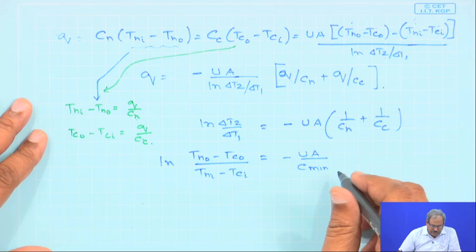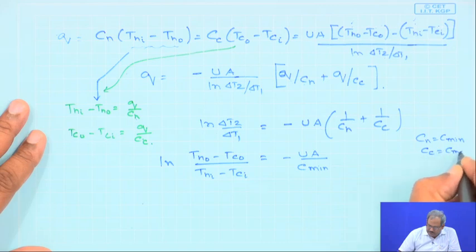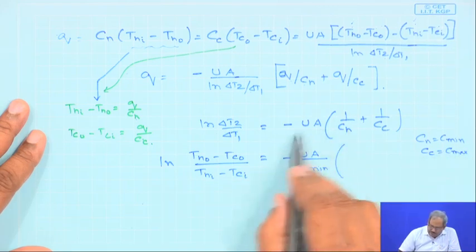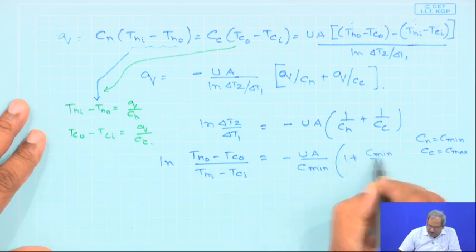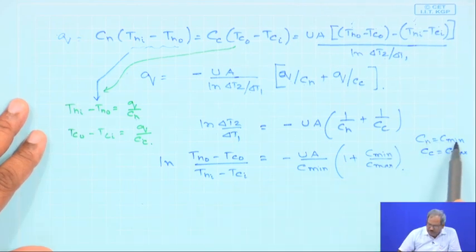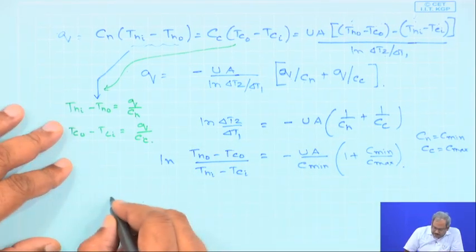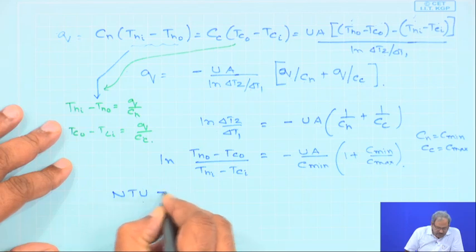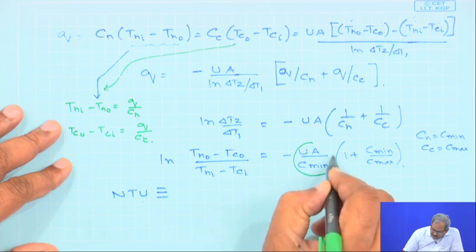I understand my Ch is equal to the C minimum as we have defined here, and Cc is the C maximum. So, when I take Ch outside, it is simply going to be 1 plus C minimum by C maximum. Ch is assumed as the minimum and this obviously is therefore the maximum. So, this is the expression that you would obtain, and now I bring in this NTU, which is defined as the one on the outside of this bracket.